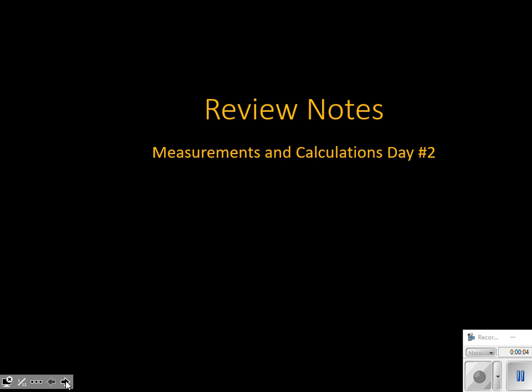A scientific notation problem. As I look up here on the board, I see review notes, measurements, and calculations, day 2. We are going to start out by working this first problem, but let's first go over our I can statements. These should be pretty similar to what we just discussed with Quinn and Logan and Natalie.